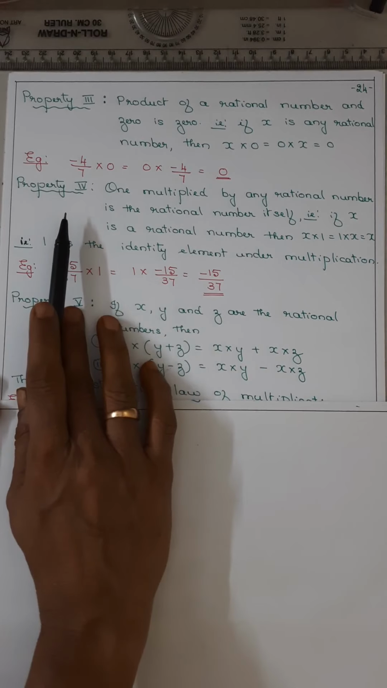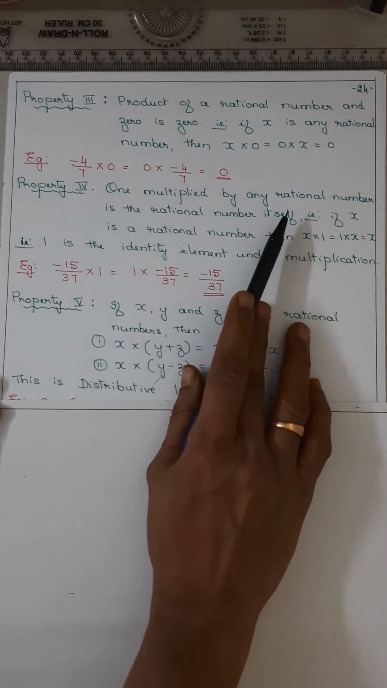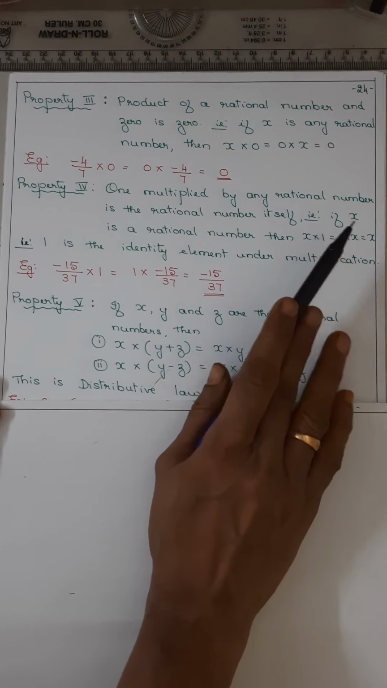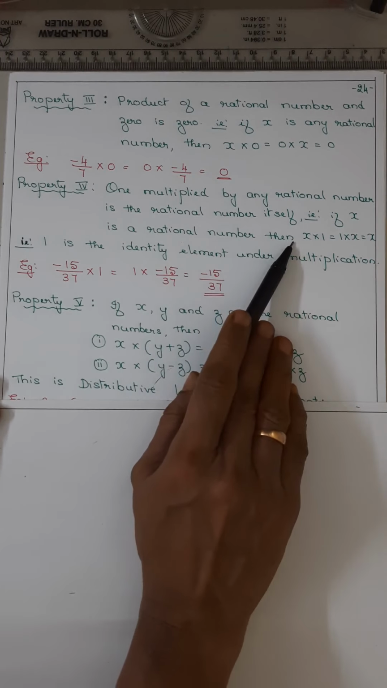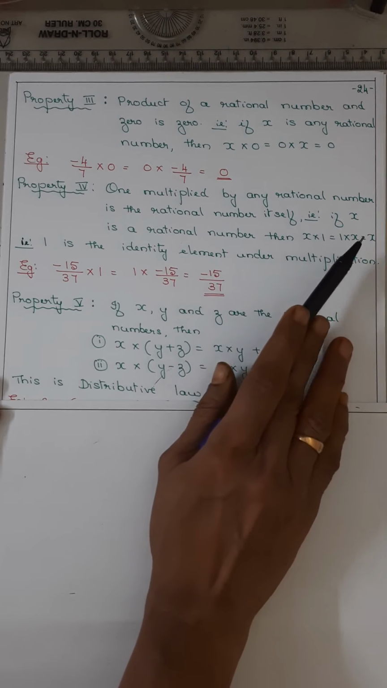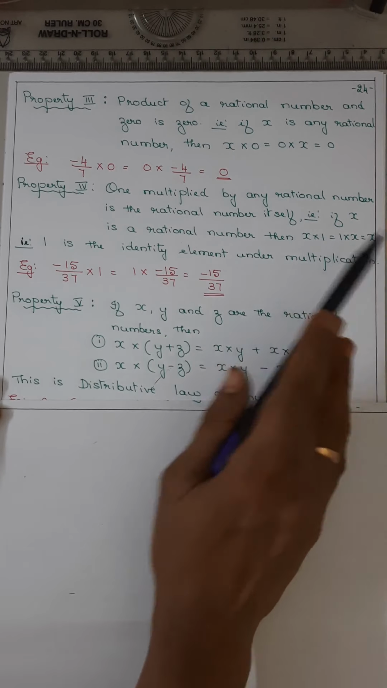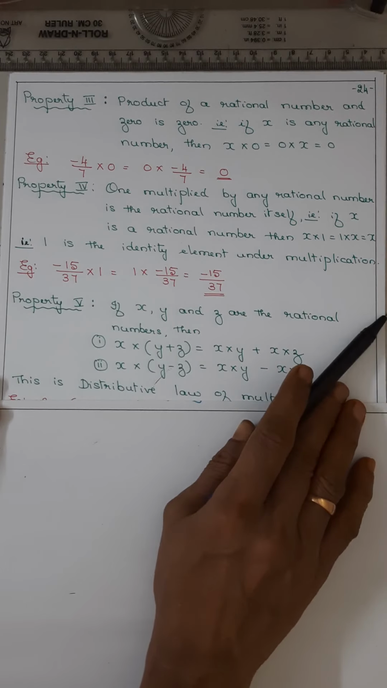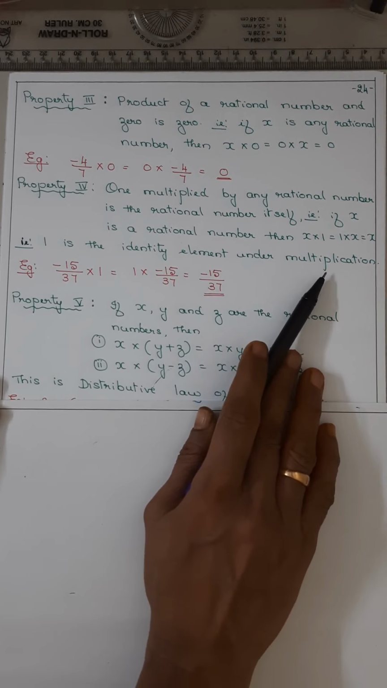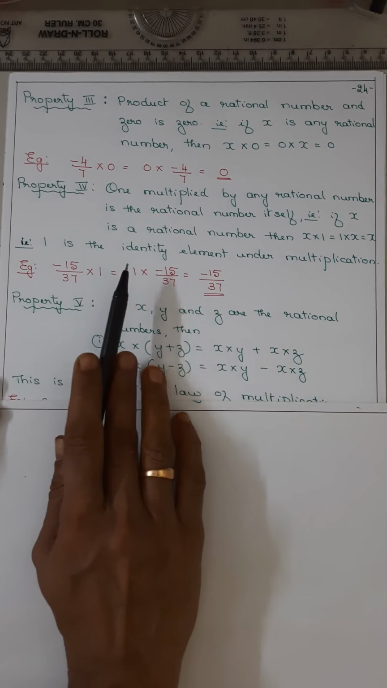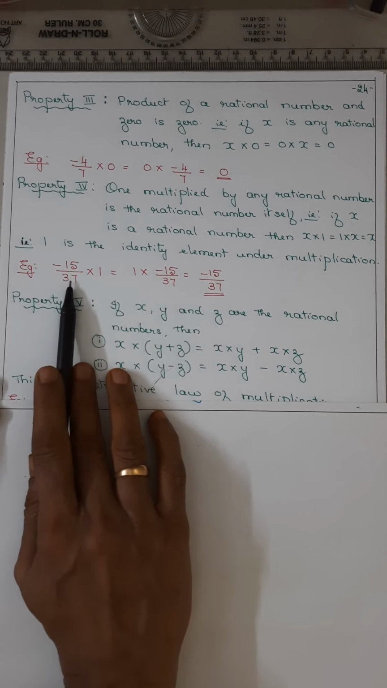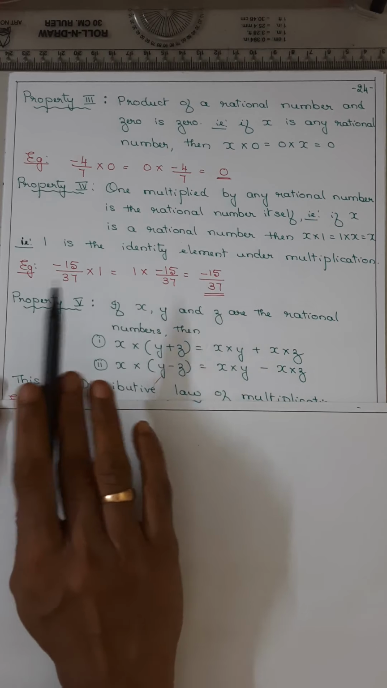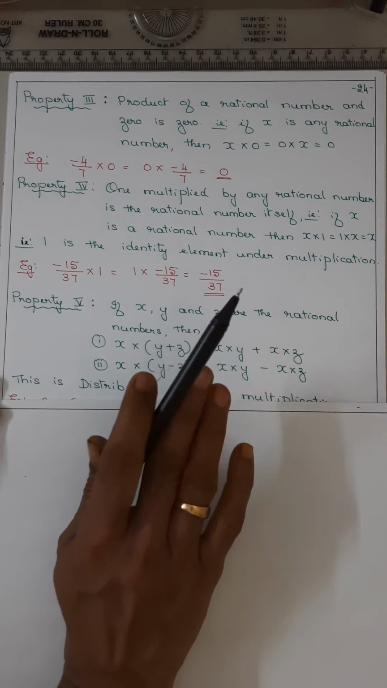Now property 4: 1 multiplied by any rational number is the rational number itself. You know this already. If x is a rational number, then x into 1 is equal to 1 into x is equal to x. That is why 1 is the identity element under multiplication. So which is the identity element under multiplication? It is 1. Why? When you multiply any rational number by 1, the answer remains the same. Hope you are confident with these properties.